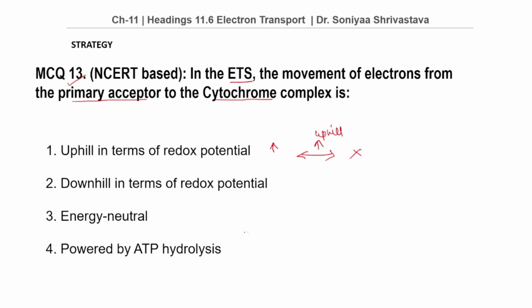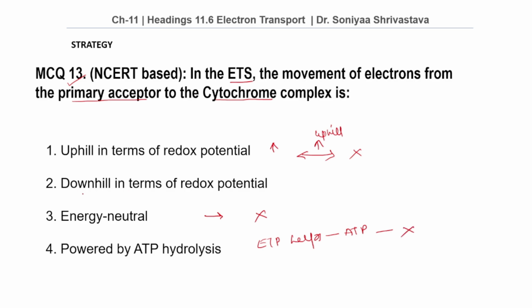Now moving on to option number 3, energy neutral. If no energy were released, ATP formation would not be possible and the electron must lose energy as it moves through the chain. So this option is also wrong. Now option number 4, powered by ATP hydrolysis. ETS helps produce ATP and it does not consume ATP to move electrons. So this option is also wrong.